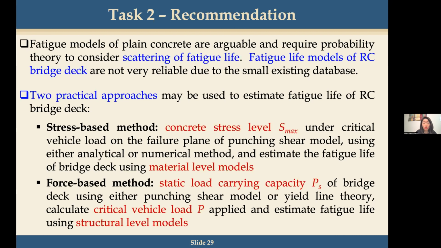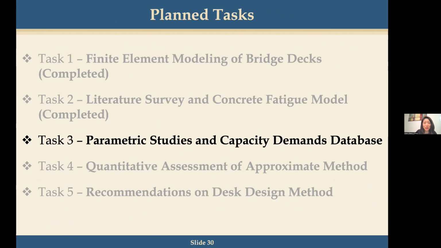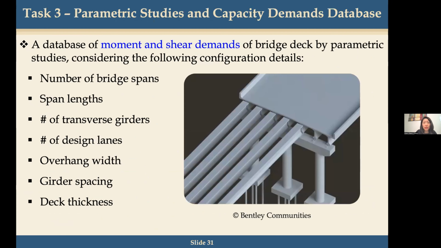I have more information related to this, but before I run out of time, I'm going to move to the next step, which is our planned task. This parametric study is very critical for the production run of this particular research project. As you can understand, in the existing bridges, there are many factors influencing the behavior of the bridge: the span length of the bridge, the number of bridge spans, then the number of girders and design lengths, overhang width. All of these are complicated issues on the bridge itself, and some of them matter more for certain types of bridges.